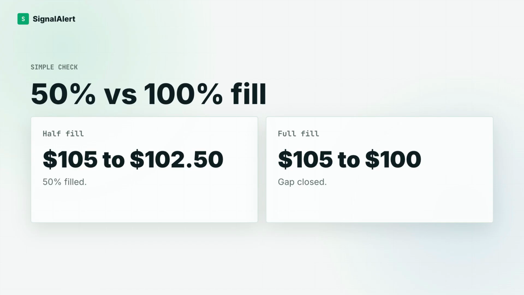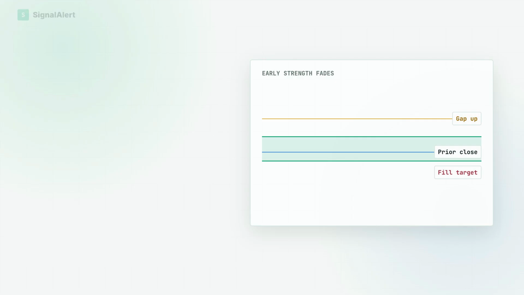For a gap down, flip the direction. If yesterday's close was $100 and today's open is $95, the gap is below the prior close. A fill means price climbs back upward toward $100.